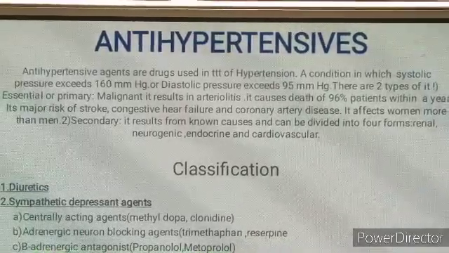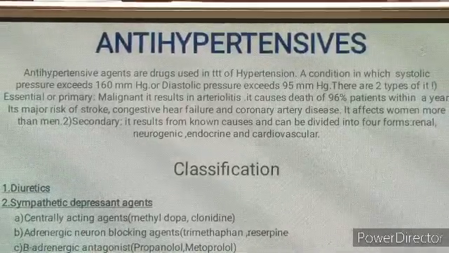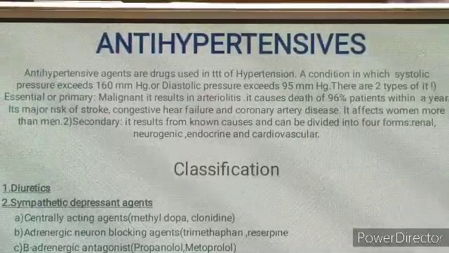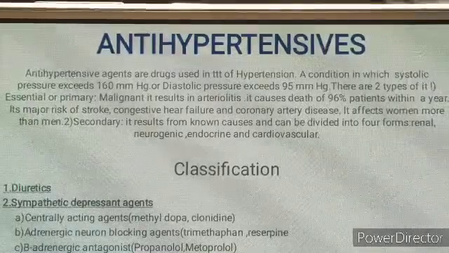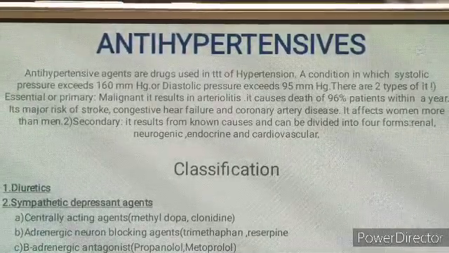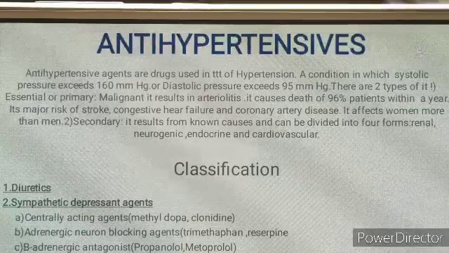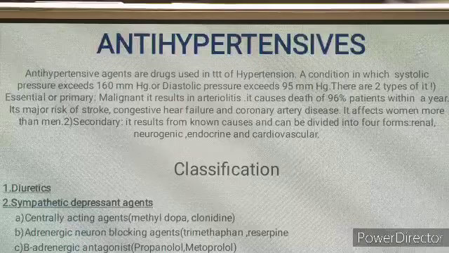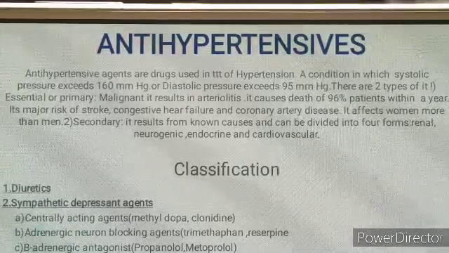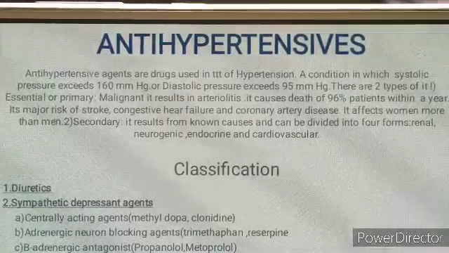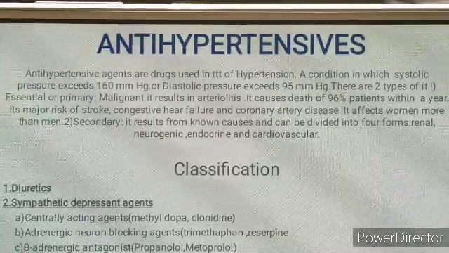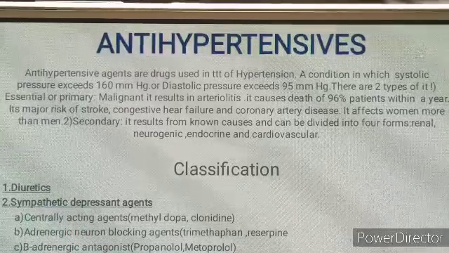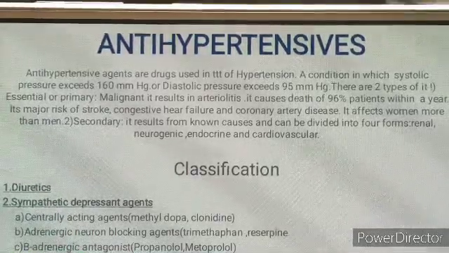Hypertension is a condition in which the systolic pressure exceeds 160 mm of Hg and the diastolic pressure exceeds 95 mm of Hg. There are two types of it, essential or primary. The causes are unknown here, but it may be caused because of some genetic factors, dietary factors, or obesity. It is a major risk of stroke, congestive heart failure, and coronary artery diseases, and it affects women more than men.